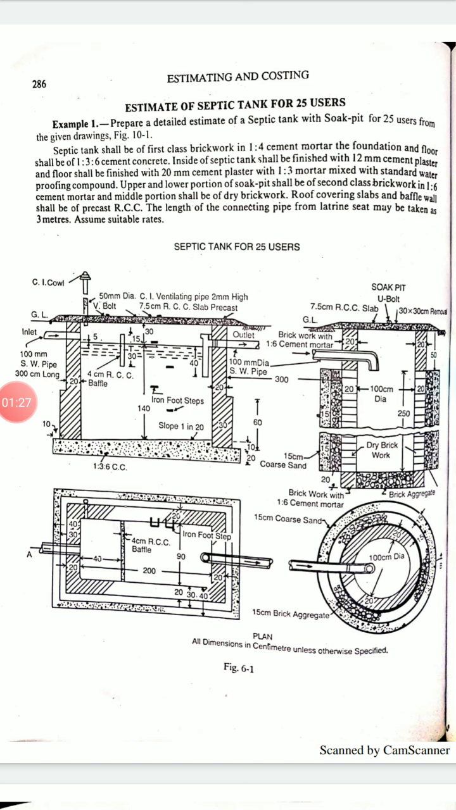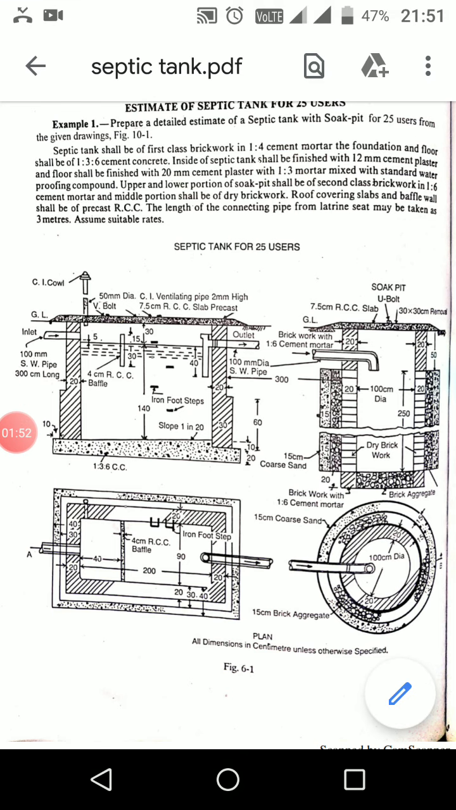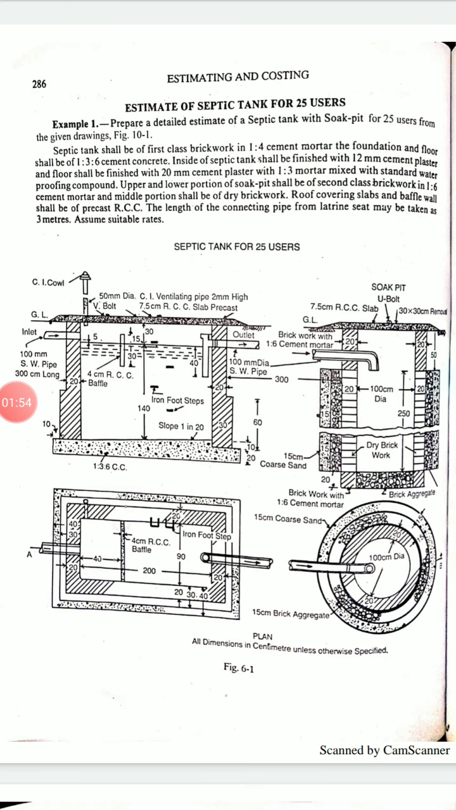Let us see the example. Prepare a detailed estimate of a septic tank with soak pit for 25 users from the given drawings. Here you need not worry about the number of users. In the examination they will directly give you a drawing. So let us see the specification. While reading this specification, keep an eye on the particular drawing.